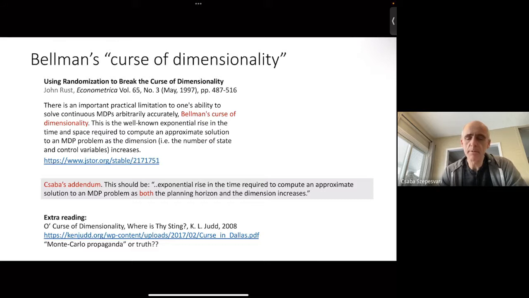The way the paper phrases it is like this. There is an important practical limitation to one's ability to solve continuous MDPs to arbitrary accuracy: Bellman's curse of dimensionality. This is the well-known exponential rise in the time and space required to compute an approximate solution to an MDP problem as the dimension increases. So what they are talking about here is that the state is not even discrete, but lives in a d-dimensional space, and then maybe you need to do something about this.